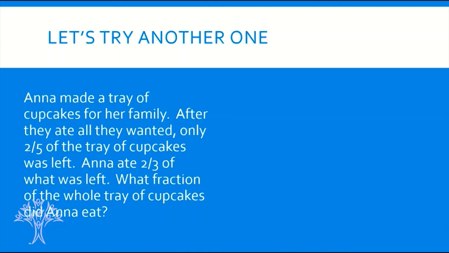Let's try another one. Anna made a tray of cupcakes for her family. After her family ate all they wanted, only 2/5 of the tray of cupcakes was left. Anna ate 2/3 of what was left. What fraction of the whole tray of cupcakes did Anna eat? Take a moment to sketch an array and then shade in the portions represented in the problem. Write an equation to match your work. We'll come back together in a moment.